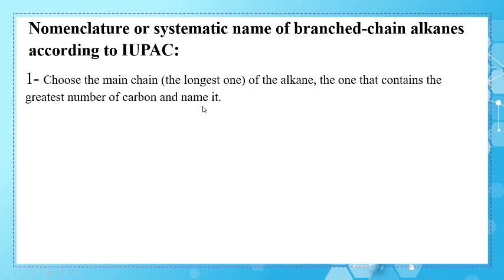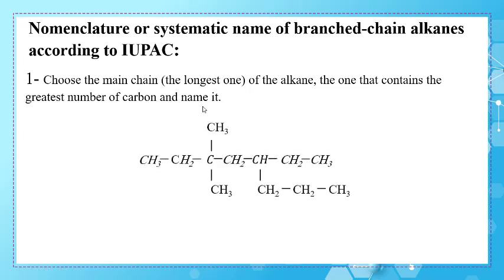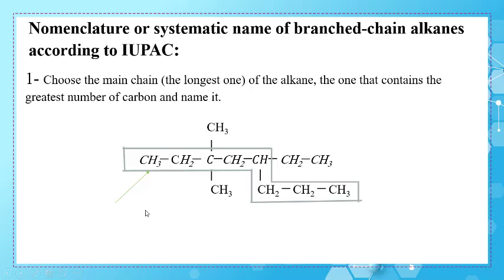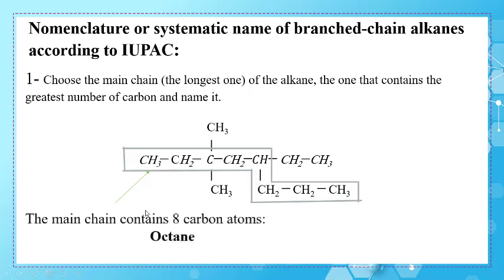To understand these steps, we have to apply each one on the following branched chain alkane. So the first step asks us to choose the main chain. To choose the main chain, we have to count carbon atoms. 1, 2, 3, 4, 5, 6, 7, 8. 1, 2, 3, 4, 5, 6, 7. So it seems that this one is the longest chain. We have to give its name: since it contains 8 carbon atoms, it represents octane.